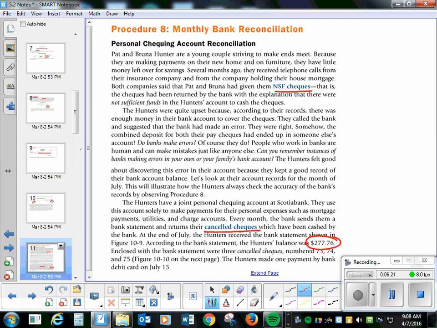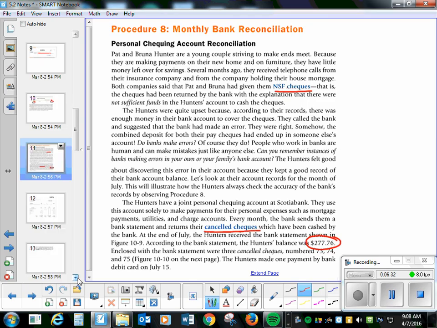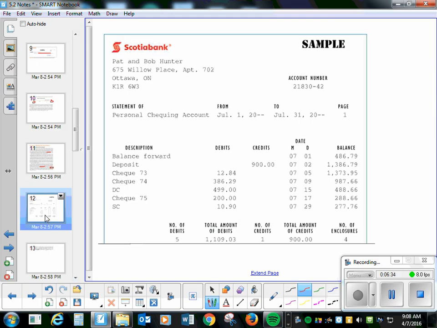According to the bank statement, the hunter's balance is $277.76. Enclosed with the bank statement were 3 canceled checks, check number 73, 74, and 75. And the hunters made 1 payment by bank debit card on July 15th. So this is what a bank statement would look like, and every bank's looks a little bit different. So this shows what the action of their personal checking account was between July 1st and July 31st. And the bank says that they have $277.76 in their bank account.